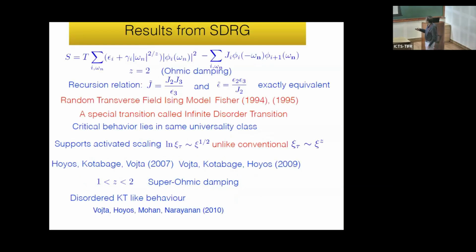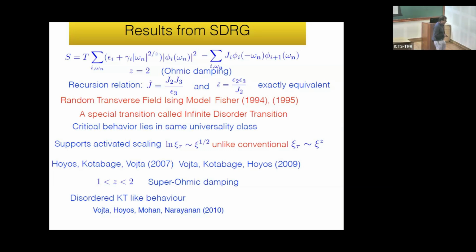This was first discovered by Daniel Fisher in his analysis of the random transverse field Ising model. The recursion relations are almost exactly the same. If the recursion relations are exactly the same, one can effectively borrow the results in toto. So in effect, the critical behavior of this model in 1+1 dimensions is that of the infinite randomness universality class.